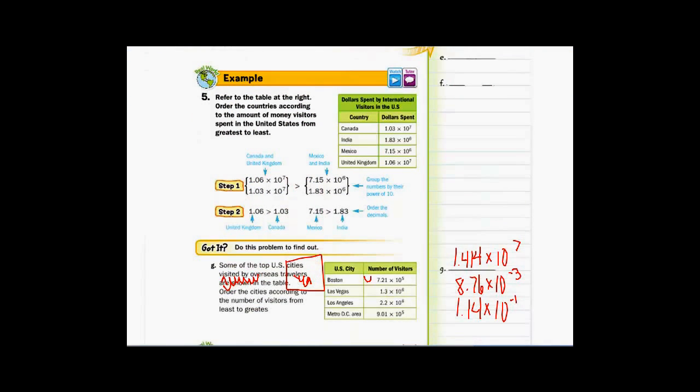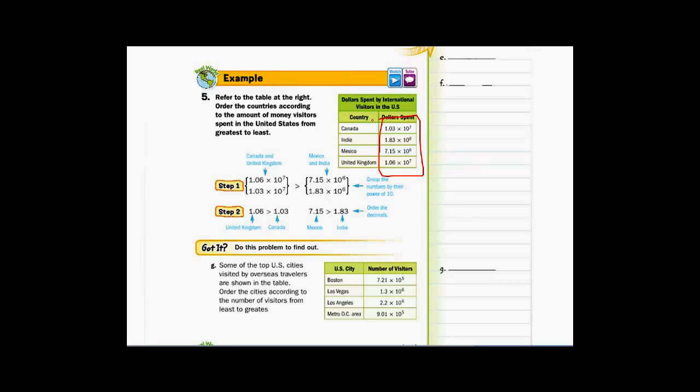Okay. Let's talk about putting these things in order. When we put them in order, it gives you all of these. And we have to put these in order from smallest, sorry, this one wants greatest to least, whenever you're talking about the amount of money spent.